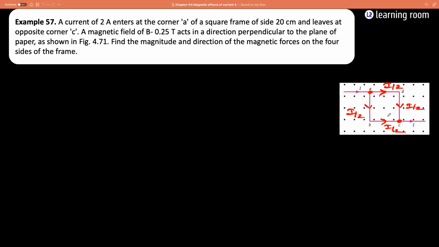You are saying this current and this current will repel or attract, whatever it is. Is that what you're asking? Yes, sir. It should repel. No, it should attract. It is exactly opposite of charges. Like charges repel, currents in the same direction attract. Okay, sir.